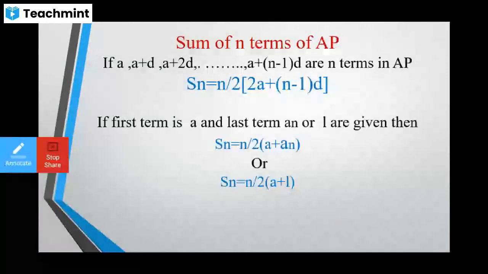We have to find the sum of the terms without adding, by using a formula. The first term is a, the common difference is d, and the last term is a plus (n minus 1) into d. Sum of n terms: S_n equals n divided by 2 into bracket 2a plus (n minus 1) into d.